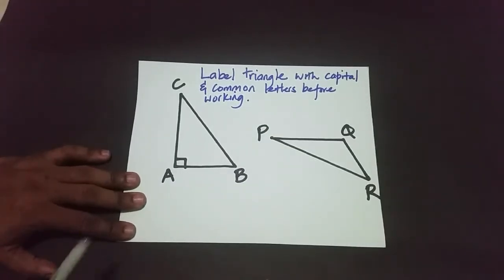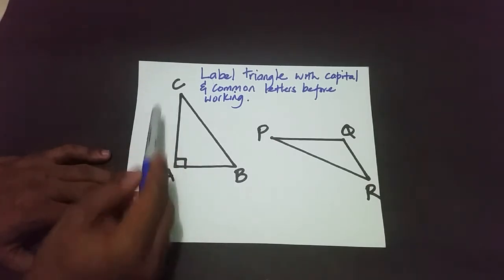Typically, when they give you a triangle, this triangle is called triangle ABC. And listen very carefully now. As far as trig rules are concerned, you're going to see capital letters and common letters in both the sine rule formula and the cosine rule formula. Now, let me help you understand the difference between the two.